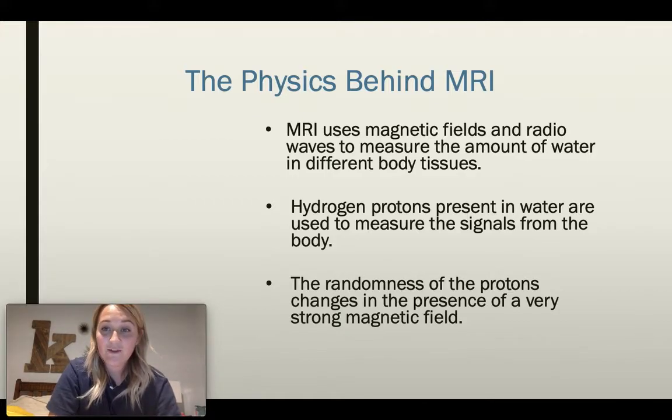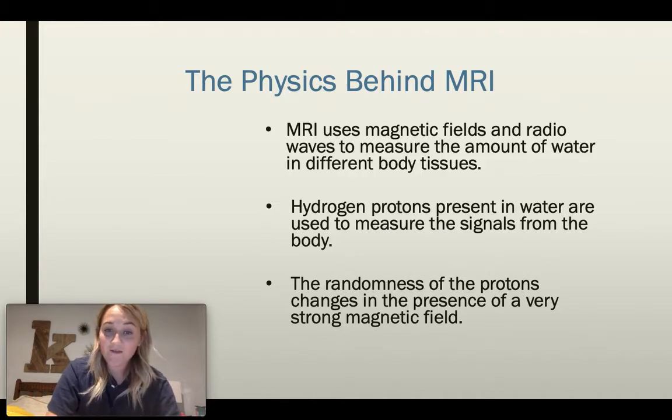MRI uses magnetic fields and radio waves to measure the amount of water in different body tissues. Since our body is comprised of about 65% water, the current is easily obtained from the human body. Hydrogen protons present in water are used to measure the signals from the body. Each hydrogen proton serves as a tiny magnet spinning around its axis. All hydrogen atoms are randomly positioned throughout the body.